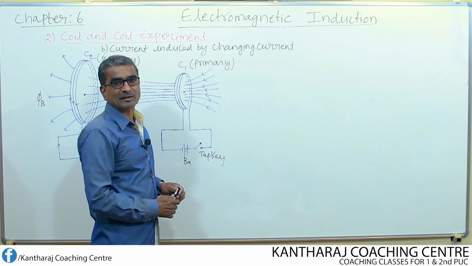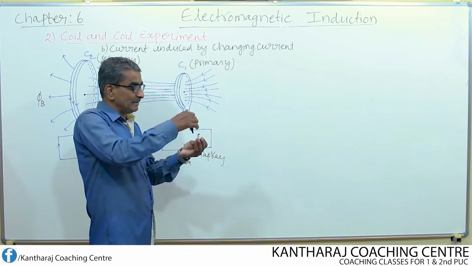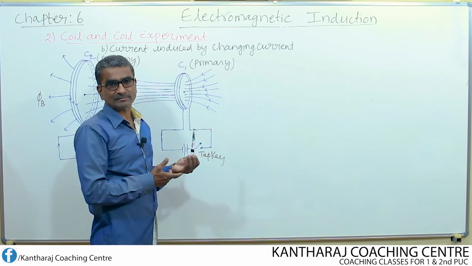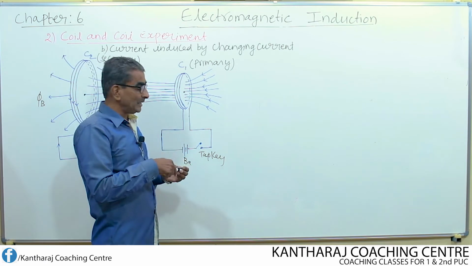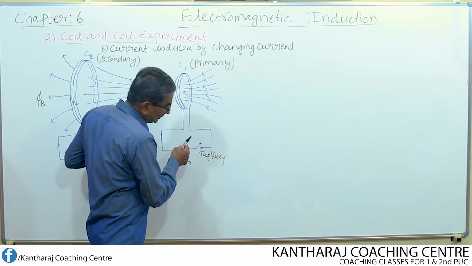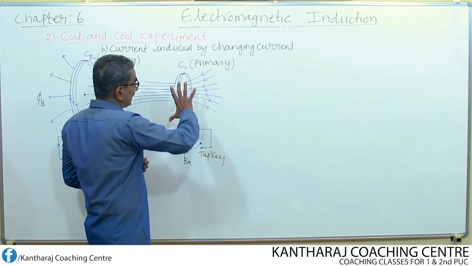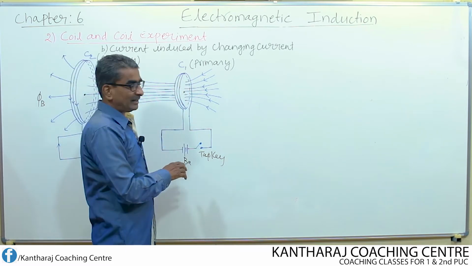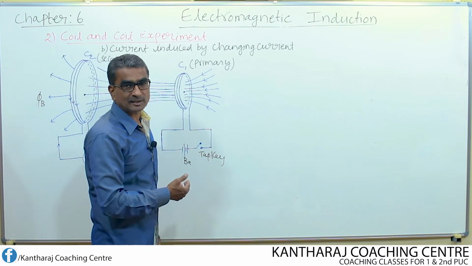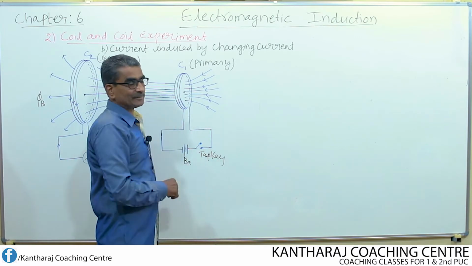Whereas in a plug key, it is not like that. There will be a plug. Simply if you insert the key, it is over. No need to press there. But here, you must keep it pressed like this. So by making use of the tap key, we can change the current in the primary coil, or by making use of a rheostat also, we can change the current.